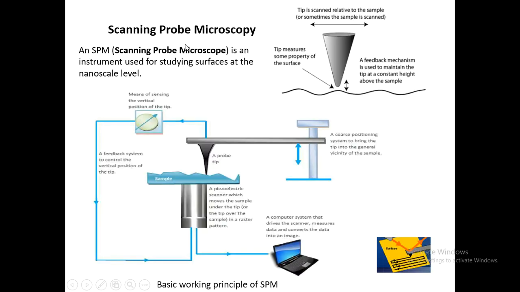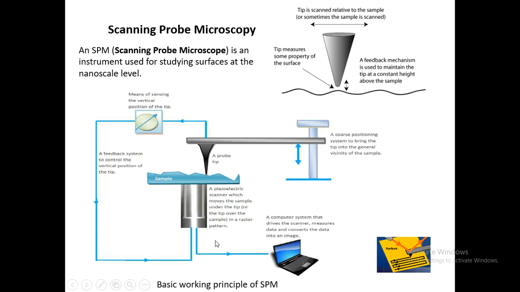The next type of microscope I want to explain is scanning probe microscopy. Scanning probe microscopy is an instrument used for studying surfaces at the nanoscale level. You can see the working principle of a scanning probe microscope. The figure represents the basic working principle of SPM, the scanning probe microscope, where the probe is in contact with the sample and is attached to a beam, which can move up and down with the support of the bar. A feedback mechanism is used to maintain the tip at a constant height above the sample.